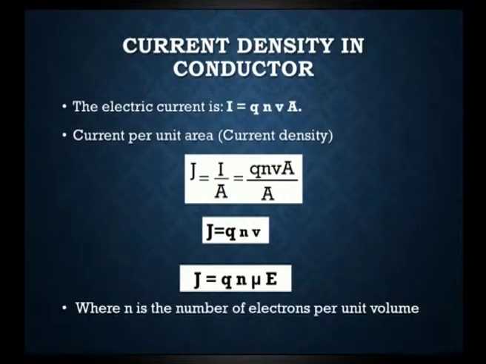Next we move on to current density in a conductor. So, what is the current density? The electric current, as we already know, is I is equal to Q N V A. The current per unit area is the current density, represented as J, which is equal to 1 by A times I. Substituting the I value, Q N V into A divided by A, the A gets cancelled. So J is Q N V, the current per unit area. The velocity of the electron can be rewritten with the help of mobility and the relationship between mobility and electric field. So J is equal to Q N mu E, the current density in a conductor, where N is the number of electrons per unit volume.